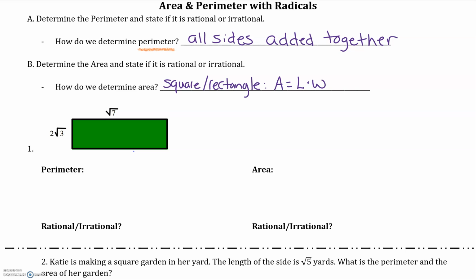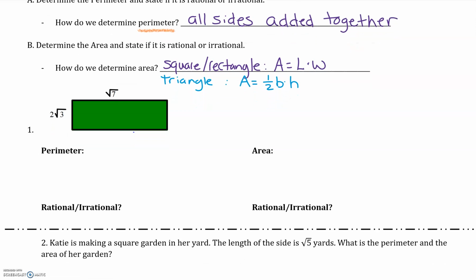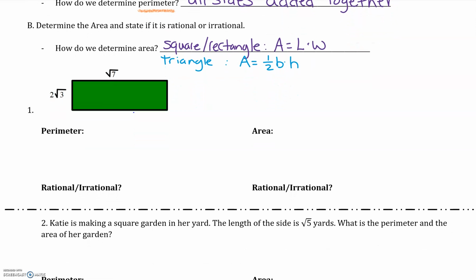Okay, but if we have a triangle, then our area is going to be 1/2 times the base times the height. Okay, so these are the two equations for area that we need to be very familiar with and be able to use at any time. So number one here, we have a rectangle drawn for us, and it says we're finding the perimeter and stating if it's rational or irrational. Then we're going to find the area and state if it's rational or irrational.